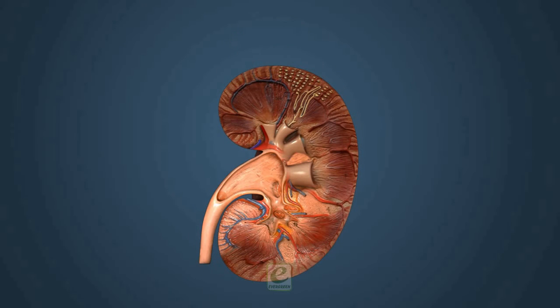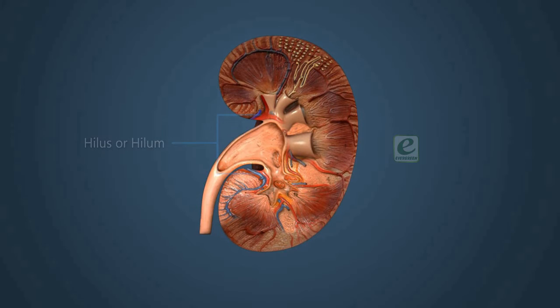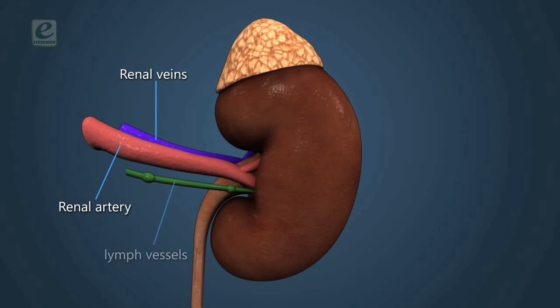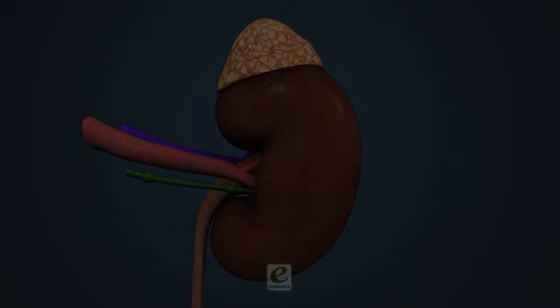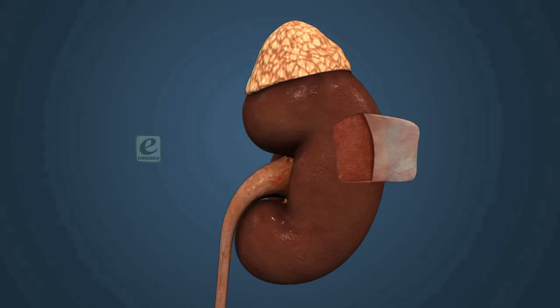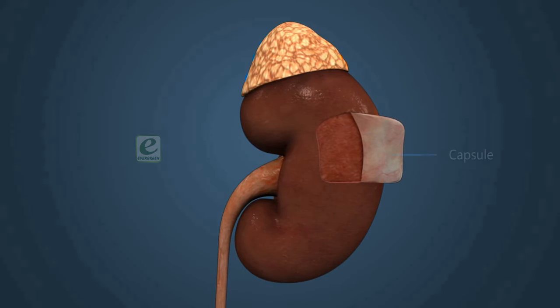In the middle of the inner concavity, a notch called hilus or hilum is present. Hilus leads to a space called renal sinus. The renal artery, renal vein, nerve fiber, lymph vessels, and ureters enter or leave the kidney through hilus. The kidney is bounded externally by a thin sheet of white fibrous tissue called capsule.